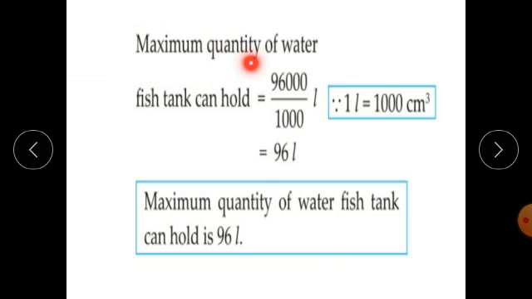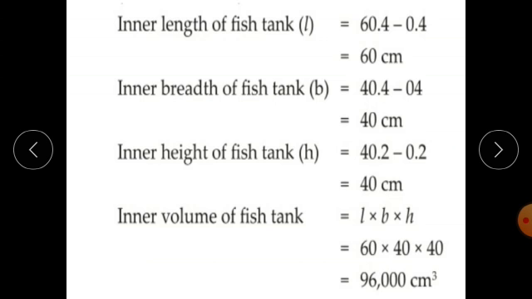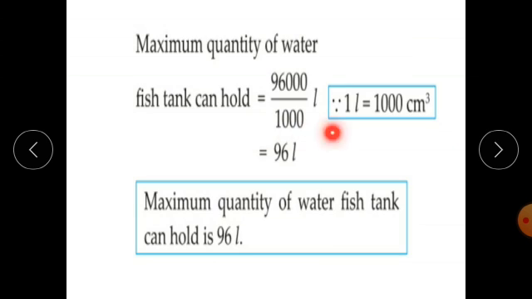Now maximum quantity of water the fish tank can hold equals 96,000 upon 1000 liters, since 1 liter equals 1000 cubic centimeters. Therefore, maximum quantity of water the fish tank can hold equals 96,000 divided by 1000 liters, equals 96 liters. So the maximum quantity of water the fish tank can hold is 96 liters.